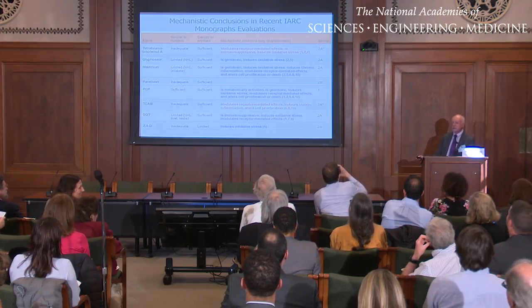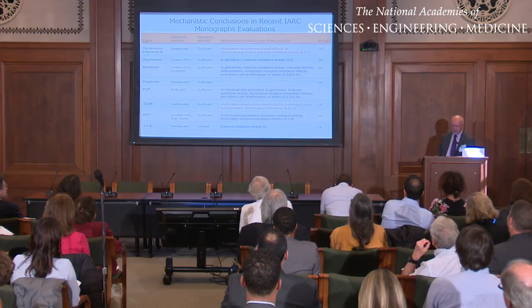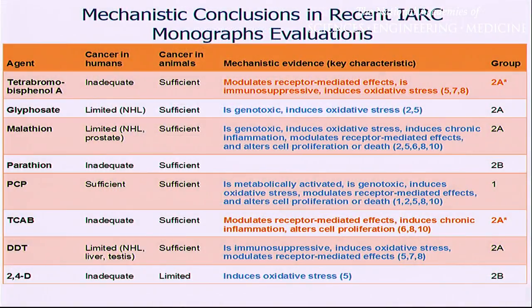So these have started to be used in a variety of recent IARC monographs, and Kate Guyton put this graph together for me. And you can see basically that the mechanistic evidence has been very important in putting things in 2A, for example, where these compounds have produced these different key characteristics, and you generally can see that the more key characteristics you have, the more probable that the chemical is a carcinogen.